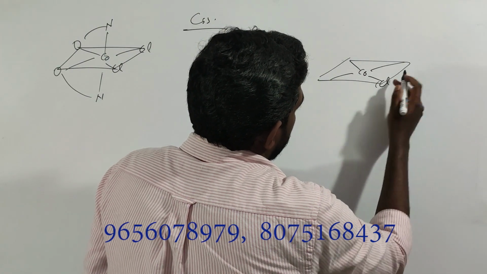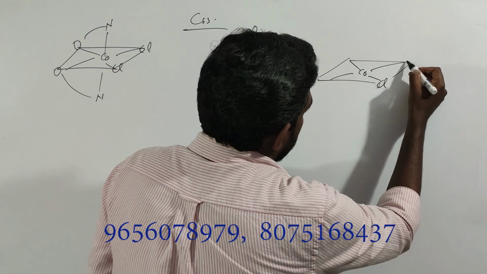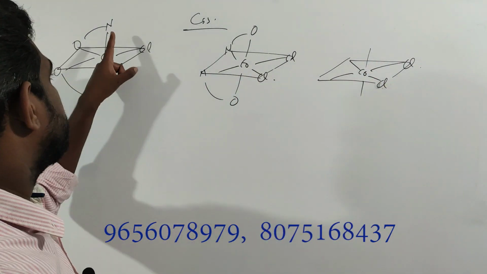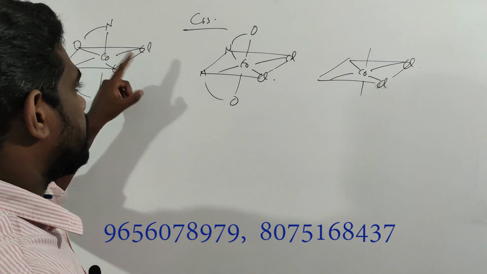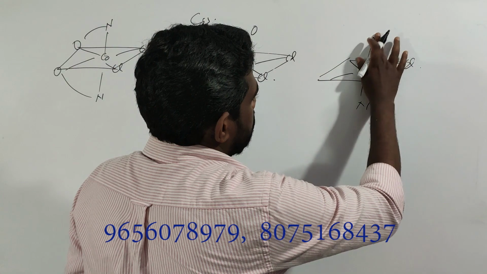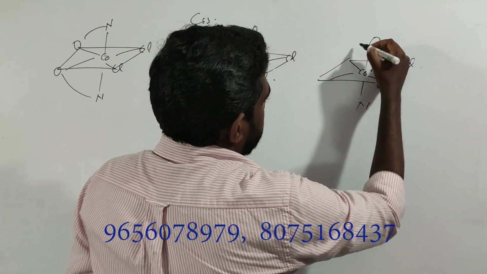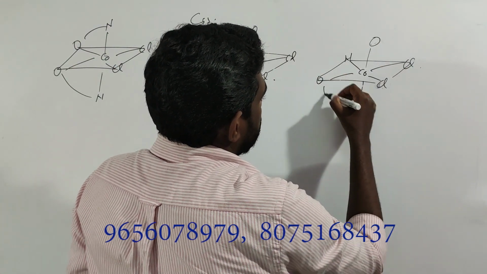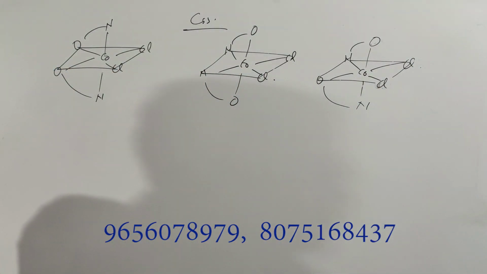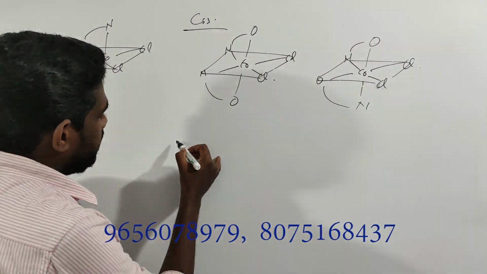And we have another possibility, placing chlorine like this. In these two isomers, nitrogen are trans to each other, oxygen are trans to each other. Another possibility is nitrogen and oxygen come opposite. So this is another possibility. These are the cis isomers possible.